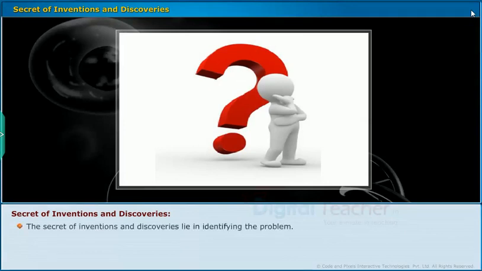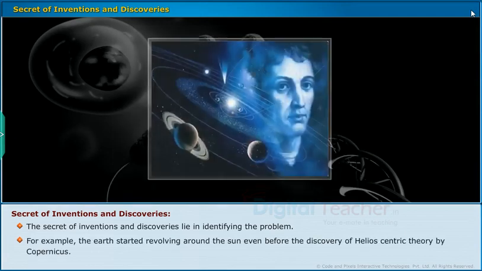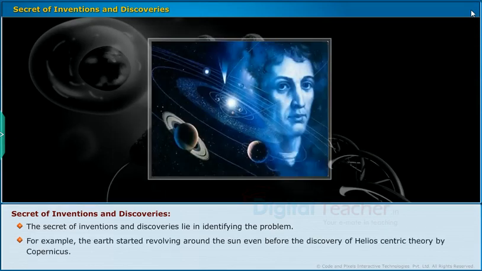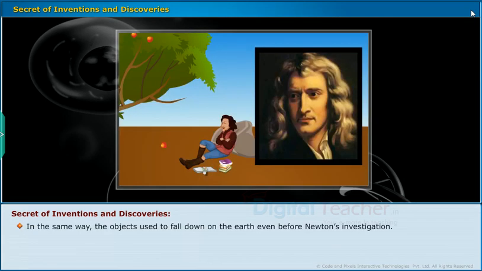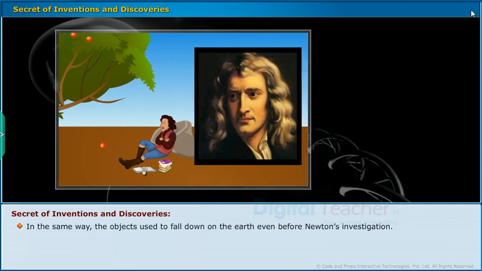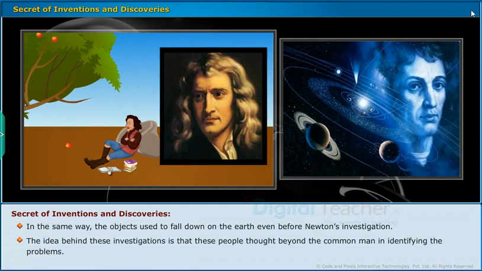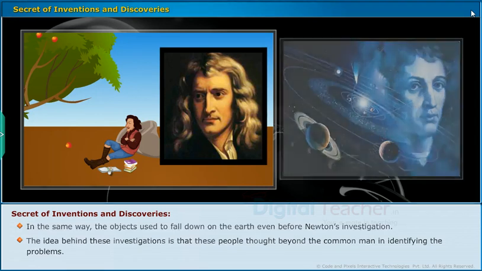The secret of inventions and discoveries lies in identifying the problem. For example, the Earth started revolving around the Sun even before the discovery of the heliocentric theory by Copernicus. In a similar way, objects used to fall down on the Earth even before Newton's investigation. The idea behind these investigations is that these people thought beyond the common man in identifying the problems.